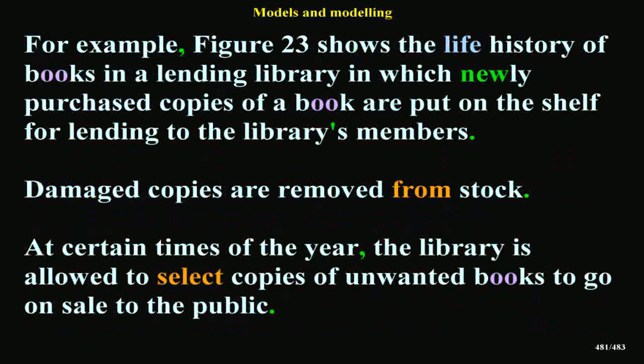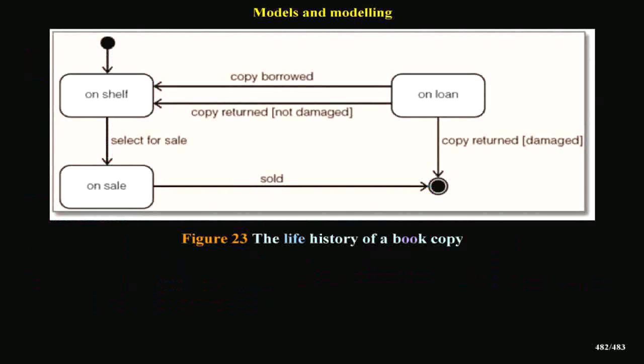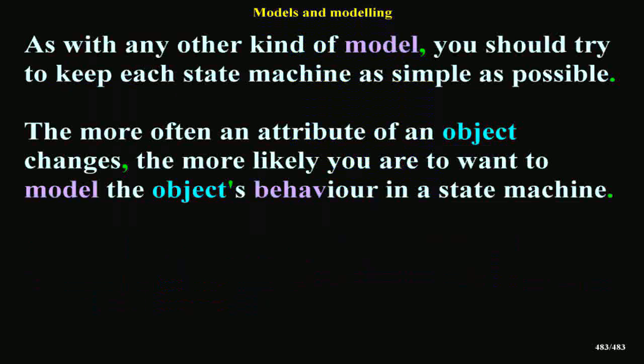For example, Figure 23 shows the life history of books in a lending library in which newly purchased copies of a book are put on the shelf for lending to the library's members. Damaged copies are removed from stock. At certain times of the year, the library is allowed to select copies of unwanted books to go on sale to the public. Figure 23: the life history of a book copy.